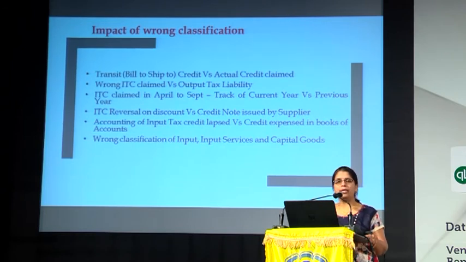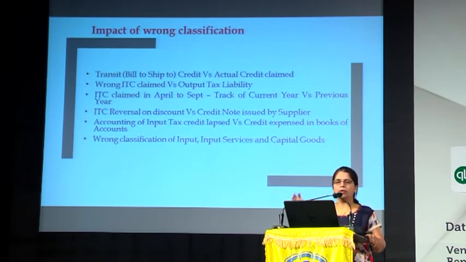Then accounting of input tax credit lapsed versus credit expensed in books of accounts. Today you are aware that yes, this input tax credit is lapsed. Are you going to pass the entry for that? Are you going to reduce it from your electronic credit ledger? It is not required. It is only a disclosure to be stated in your 9 and 9C. Don't give an impact unless it is required in your books of accounts. So that way we have to see what entry you have to pass when it is lapsed, or what entry you have to pass for the books of accounts.